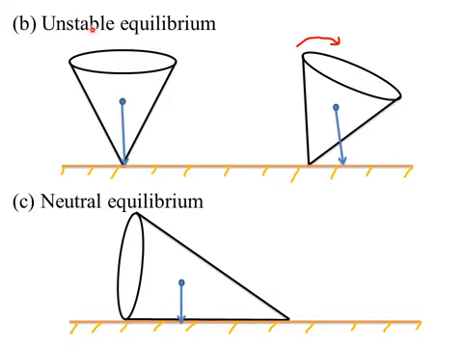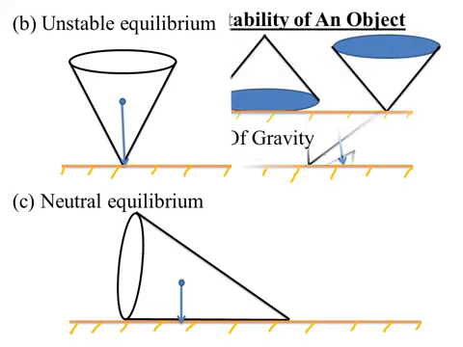Then we have talked of unstable equilibrium. We have said that for unstable equilibrium, the position of center of gravity is as high as possible, that is, high above the base of that particular object. Then the vertical line easily falls outside the base when a small force is applied on it. For neutral equilibrium, the position of center of gravity is at the middle of the object, such that the object can just roll over without changing the position of center of gravity when a small force is applied on it.